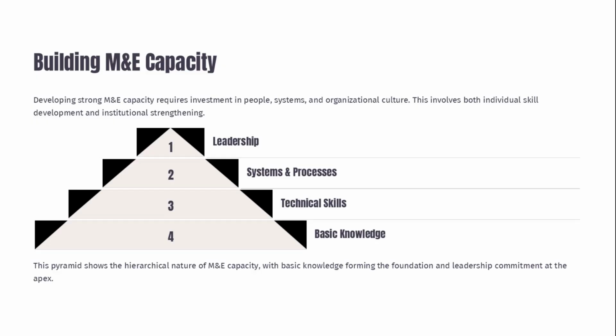Developing strong M&E capacity requires investment in people, systems, and organizational culture. This involves both individual skill development and institutional strengthening, with leadership, systems and processes, technical skills, and basic knowledge forming the hierarchical nature of M&E capacity.